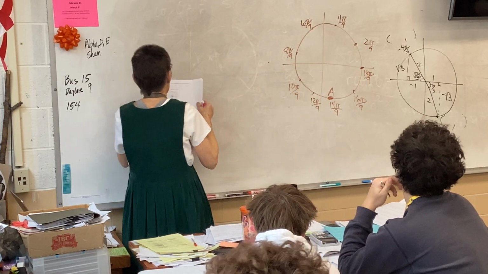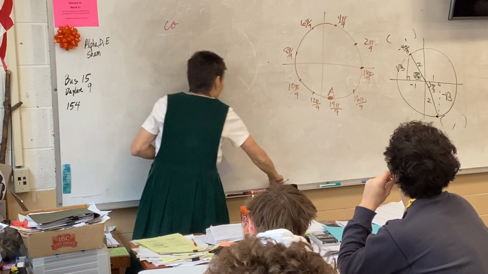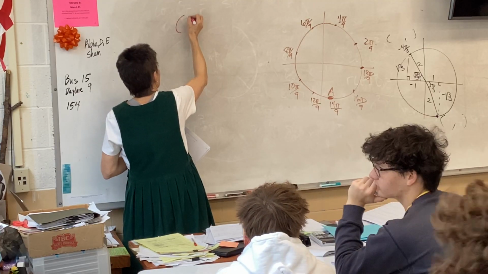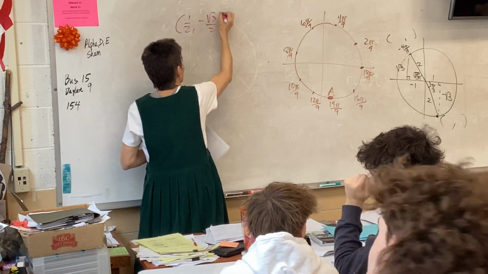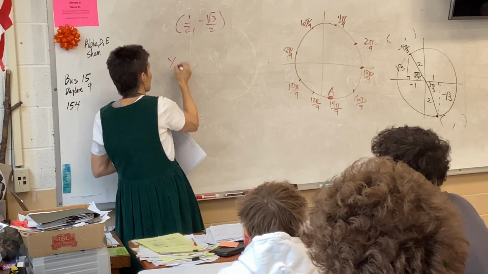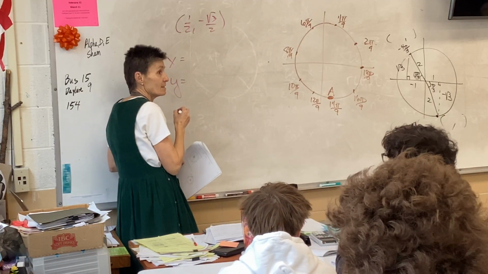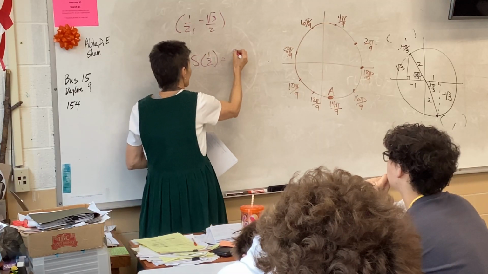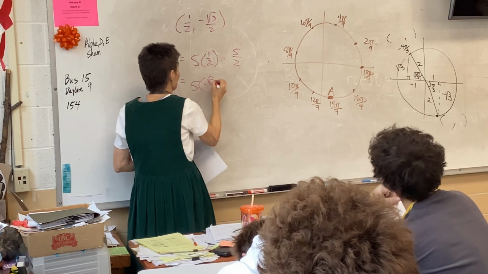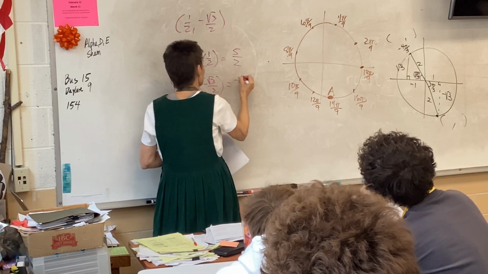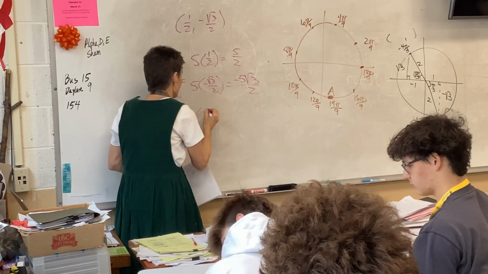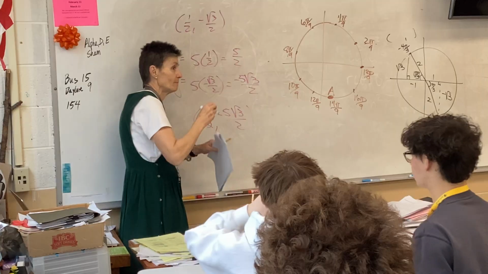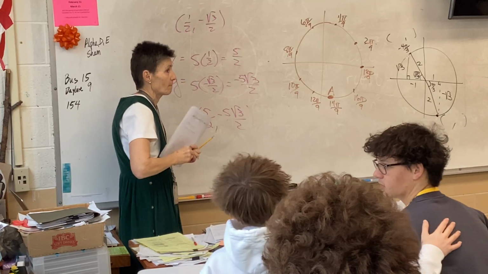On the unit circle, it would be 1/2, negative root 3 over 2. But we need the x and the y when the radius is 5. So we'll take 5 times 1/2 and 5 times negative root 3 over 2. So 5/2, negative 5 root 3 over 2. Does that make more sense, Fred? Yeah. Thank you very much.